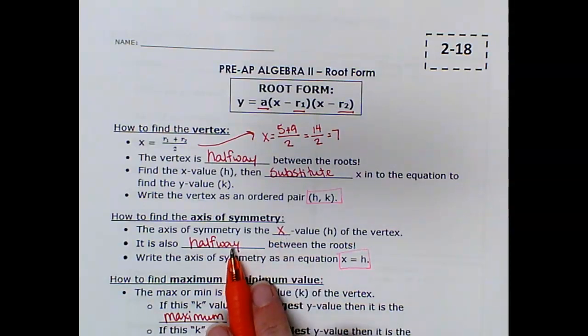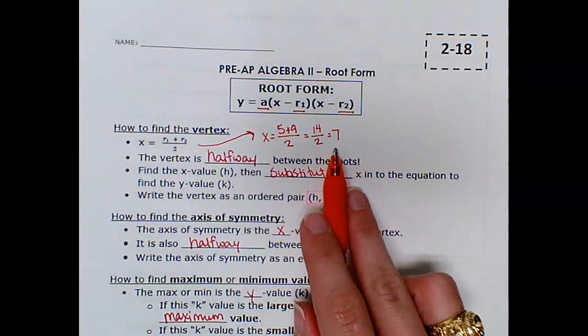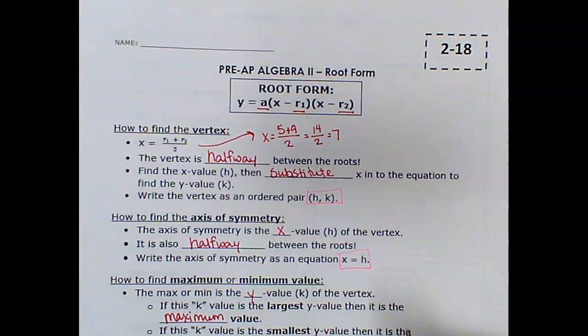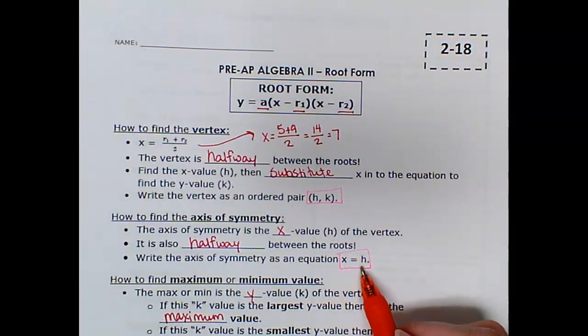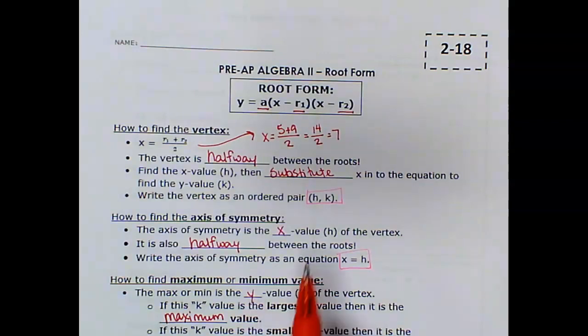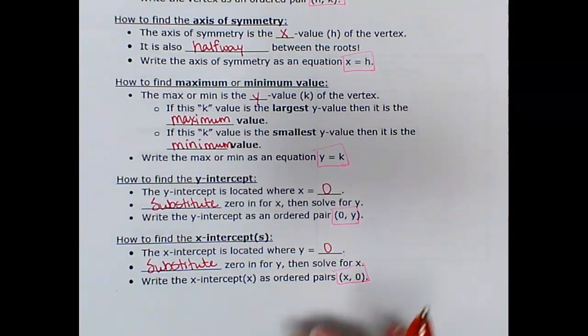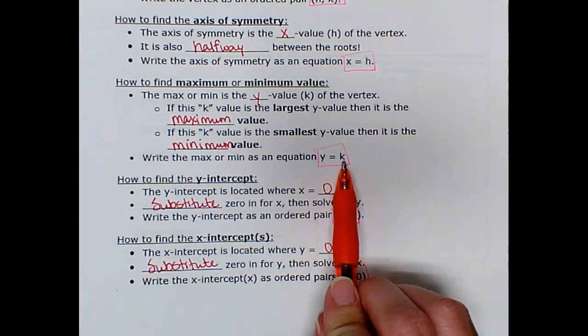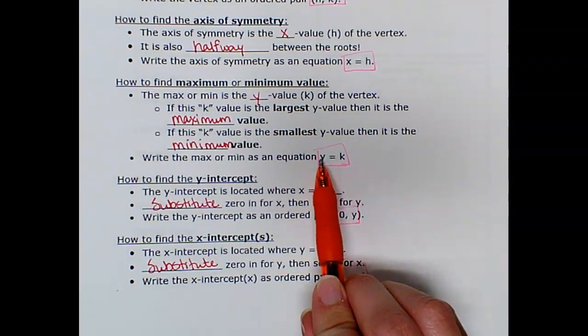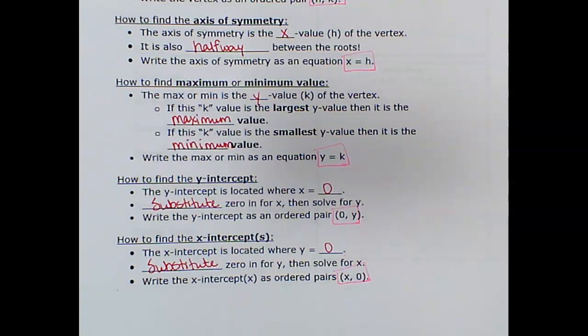If I'm looking for the axis of symmetry, then I just take the x value of that vertex. Remember, it's also halfway between the roots. That's what we just looked at with this little example. You write the axis of symmetry as x equals, and then the number that it goes through, that h value. If you're looking for the maximum or minimum, it's the y value of the vertex. If that y value is the largest y value in the function, then it's the maximum. And if it's the smallest, then it's the minimum. You always write your maximum or minimum value as y equals and then the value, so that I know that it is a y value that shows how high or low something is.